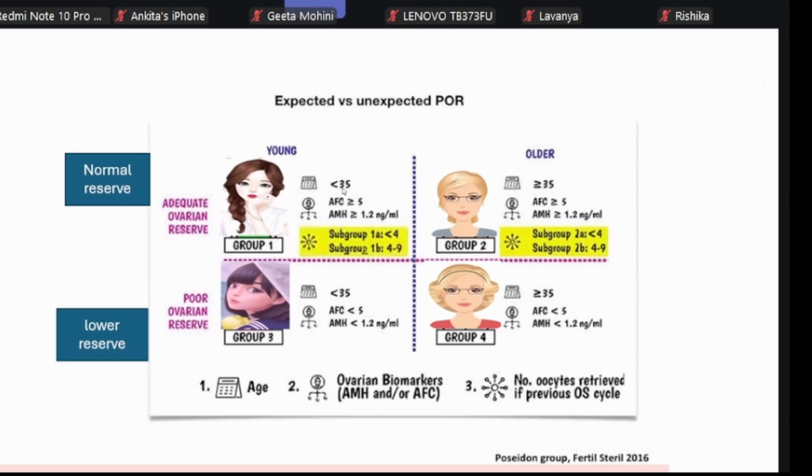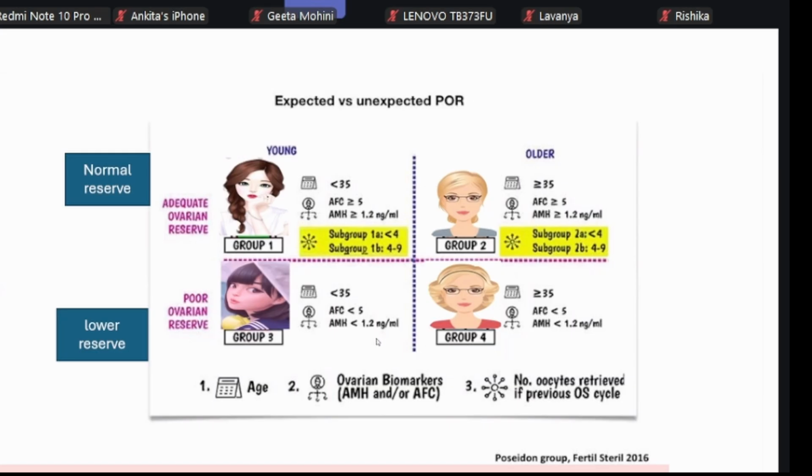In group 1 patients, age less than 35, AFC greater than 5, normal AMH greater than 1.2. It is divided into subgroups 1A and 1B, where we get less than 4 number of oocytes in a previous stimulated cycle. So young normal reserve patients who respond poorly are included in group 1. Group 2 includes age greater than 35, AFC greater than 5, and AMH greater than 1.2. So the older patients with normal ovarian reserve are included in group 2.